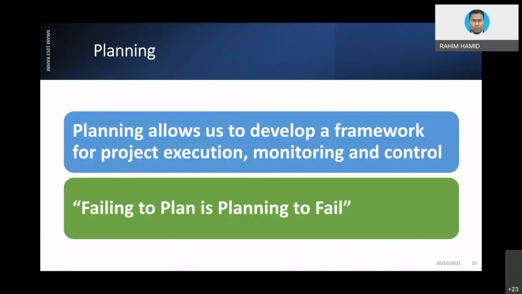Planning allows us to develop a framework for project execution, monitoring, and control. We already mentioned that. And there is one very famous saying: failing to plan is like digging your own grave, or planning to fail. So that's why everything starts with planning. Planning is thinking ahead, so it gives us ample time to react and it is not too late. That is the purpose of planning.